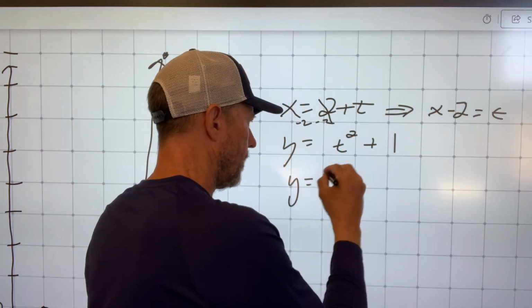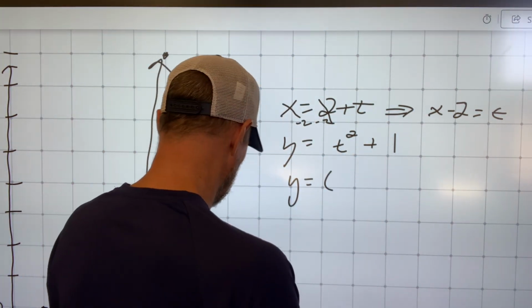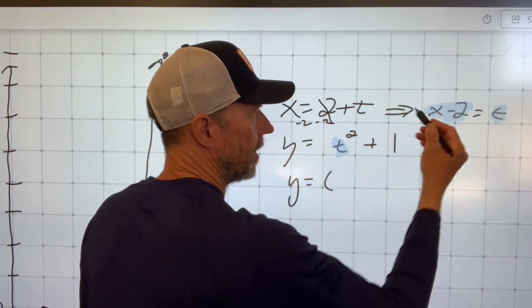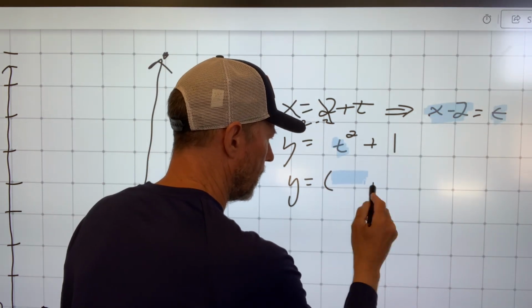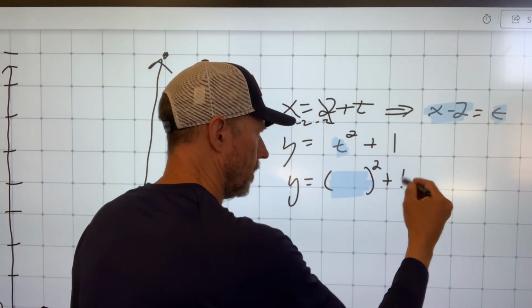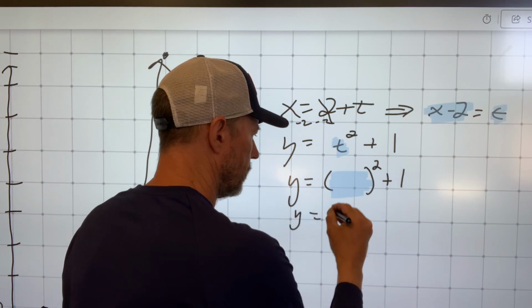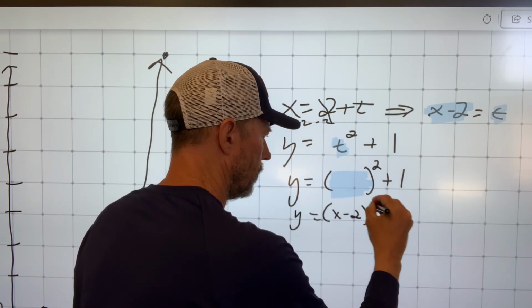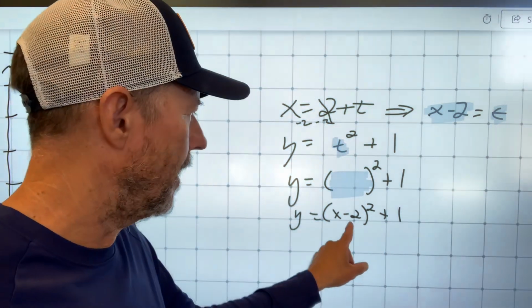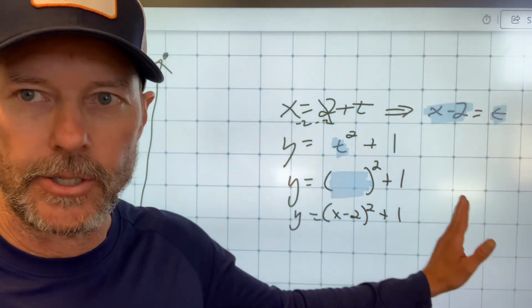So I know that t, here let's highlight it, t is the same thing as x minus 2. So I'm going to plug that in for t, square it and add 1. So I get y is equal to (x minus 2) squared plus 1. Well, of course this is quadratic. This is a quadratic, and it shifted to the right 2 and up 1.